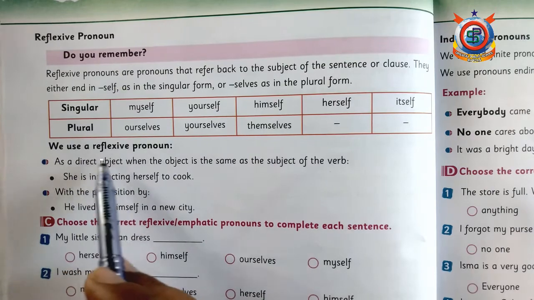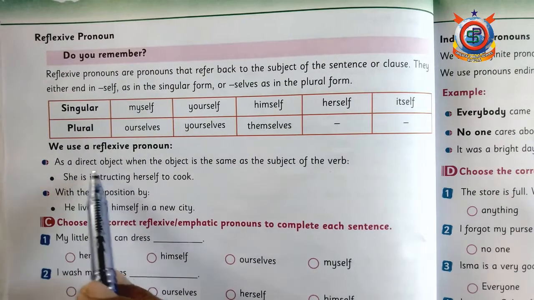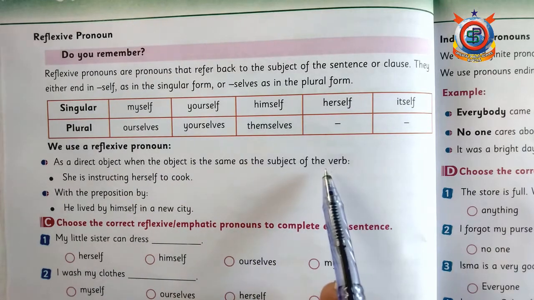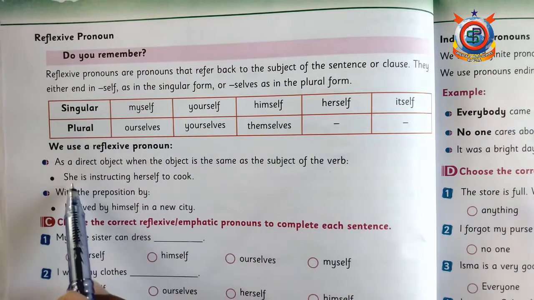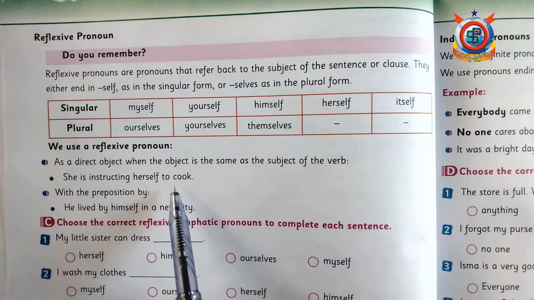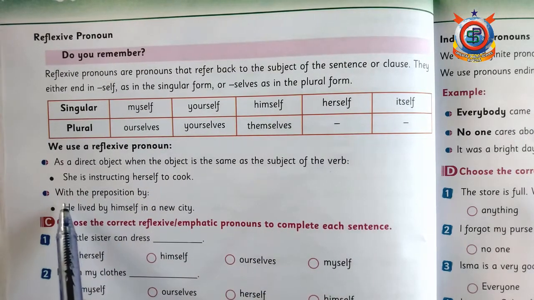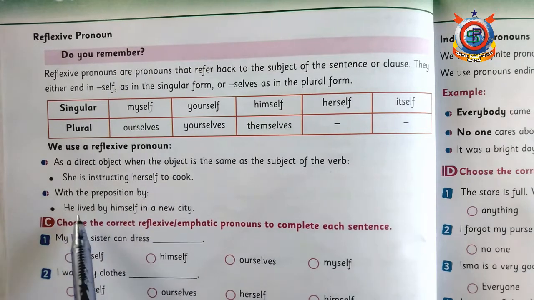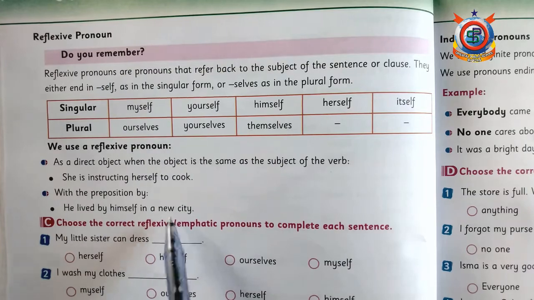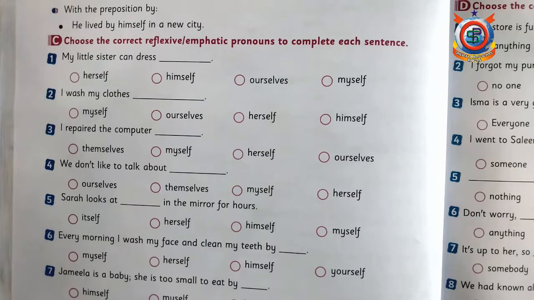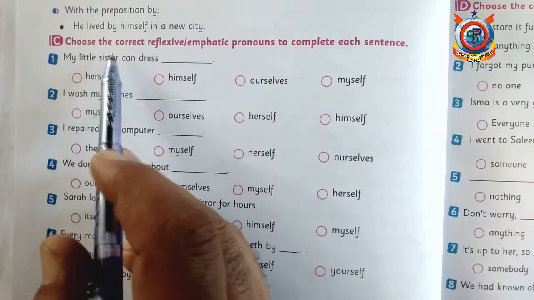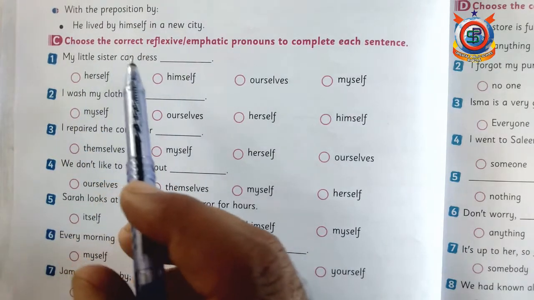We use a reflexive pronoun as a direct object when the object is the same as the subject of the verb. She is instructing herself to cook. And with the preposition by. He lived by himself in a new city. Now, part C. Choose the correct reflexive pronouns to complete each sentence.